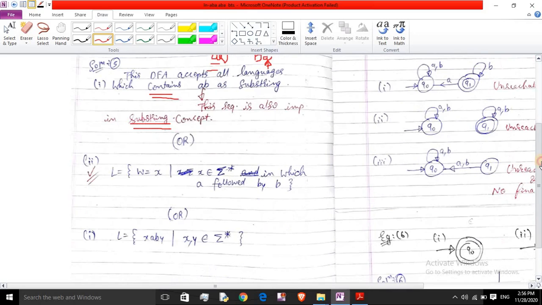Now, we can also write like this. W is equal to X such that X belongs to sigma star in which A is followed by B. We can also write it like this.